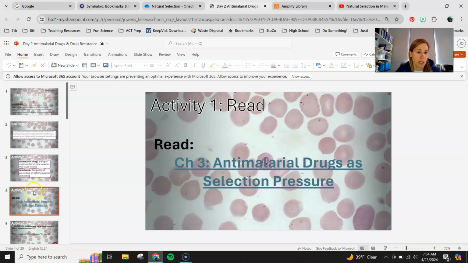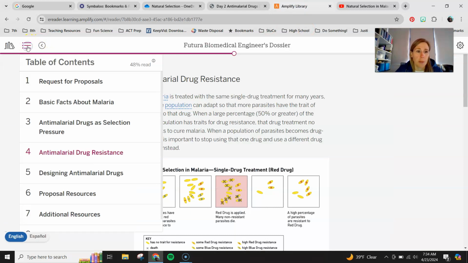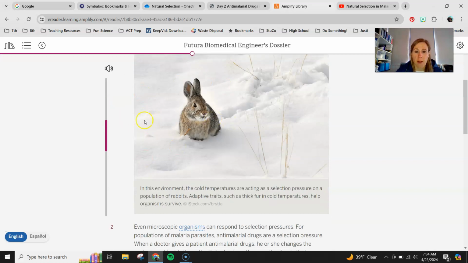For your first activity, you are going to read Chapter 3, Antimalarial Drugs, a Selection Pressure. You are going to learn a little bit about what selection pressure is. When you pull up your assignment, make sure you are on Chapter 3. Again, antimalarial drugs, a selection pressure. You will learn what selection pressure is, how that would be applied to rabbits in an example, and then how we would compare the rabbit example to something like malaria.